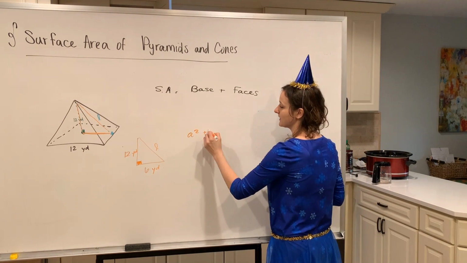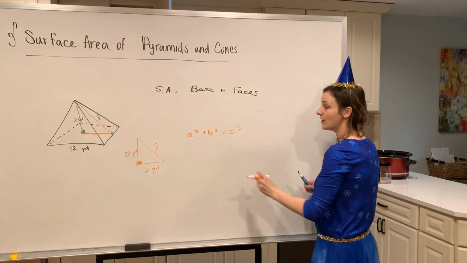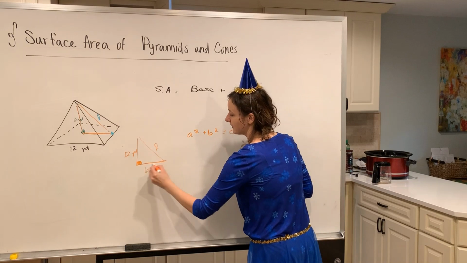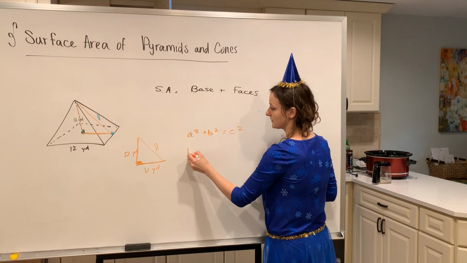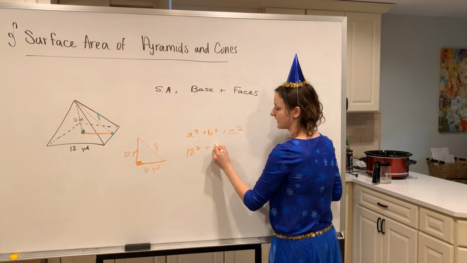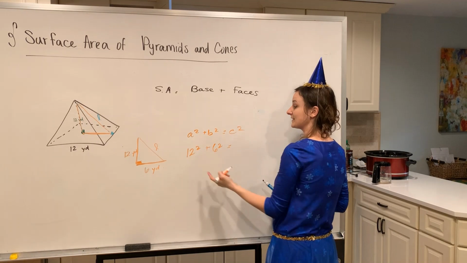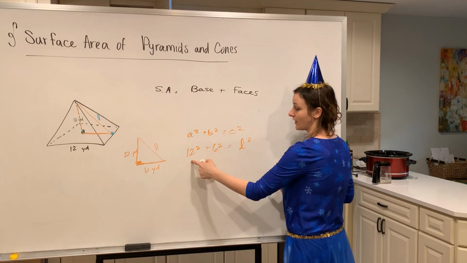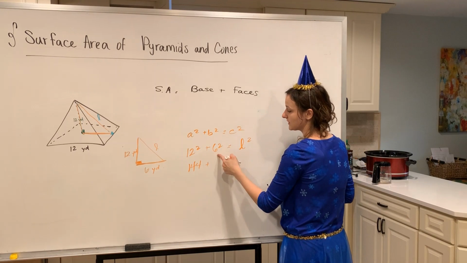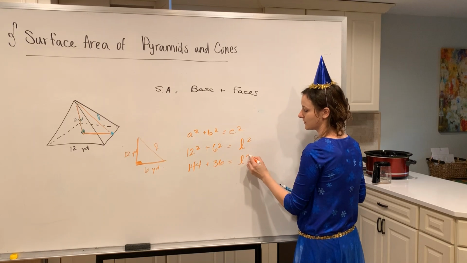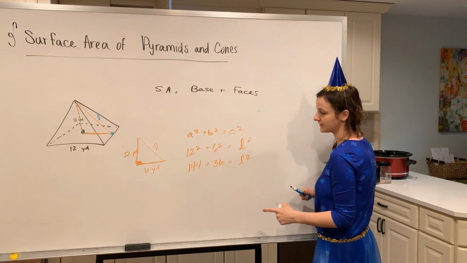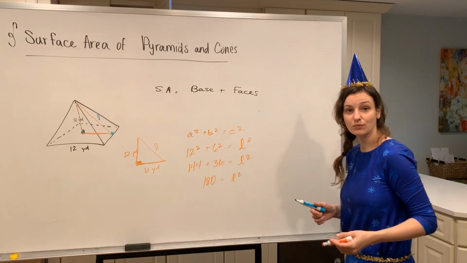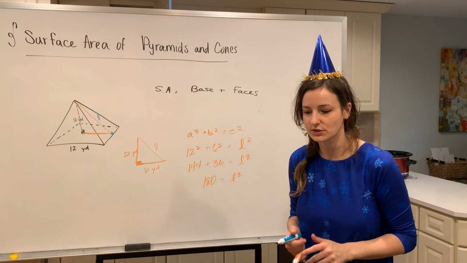Remember that a squared plus b squared is equal to c squared, okay? Where a and b are the legs of a right triangle. Remember the legs extend from the right angle. So one leg is going to be 12 squared, plus the other leg is 6 squared, is equal to my slant height that I don't know, L squared. Now I can solve for L. 12 squared is 144, plus 6 squared is 36, is equal to L squared. 144 plus 36 would be 180, is equal to L squared. Now I'm not concerned with L squared, I want to know just what is L.